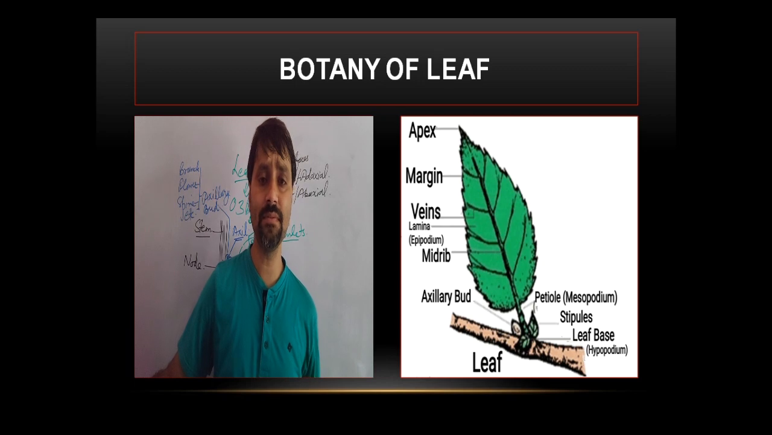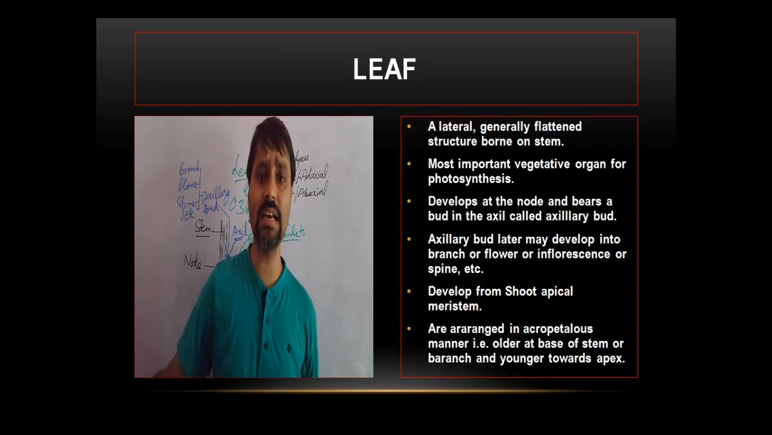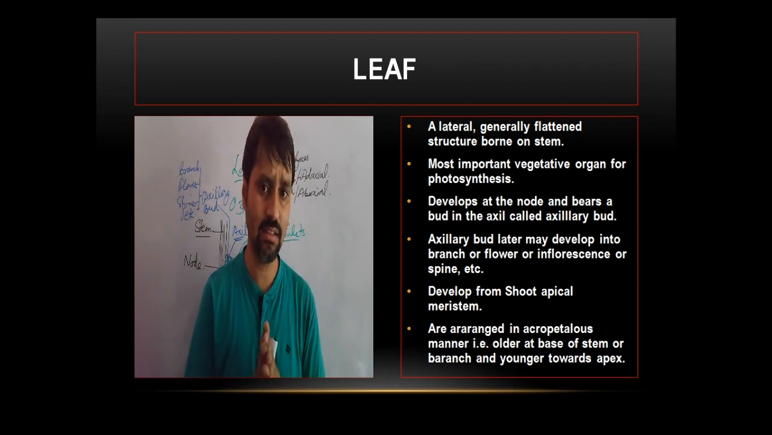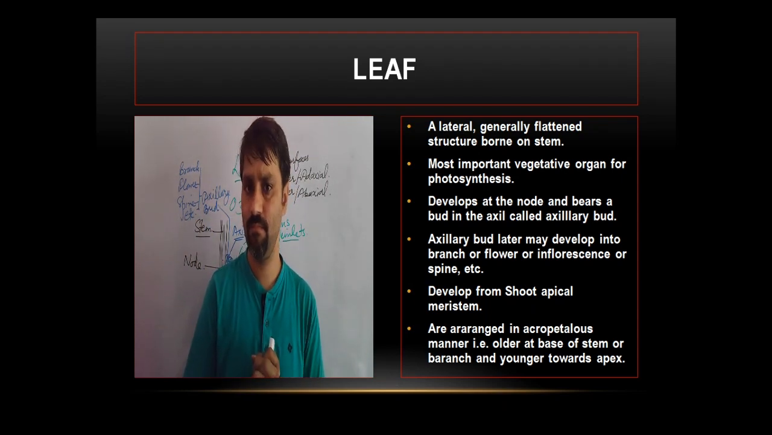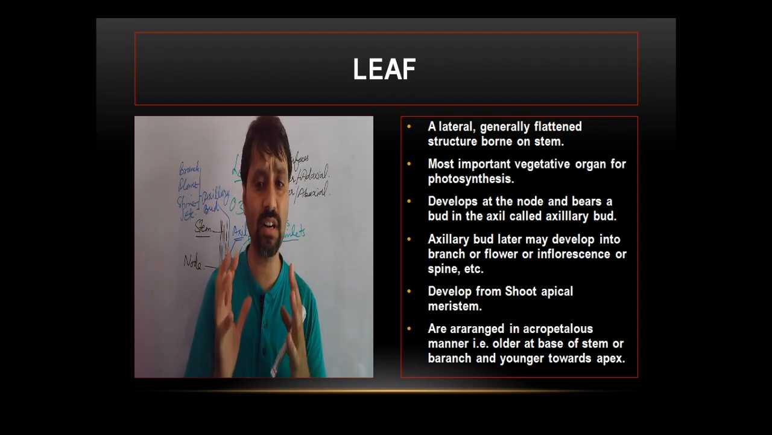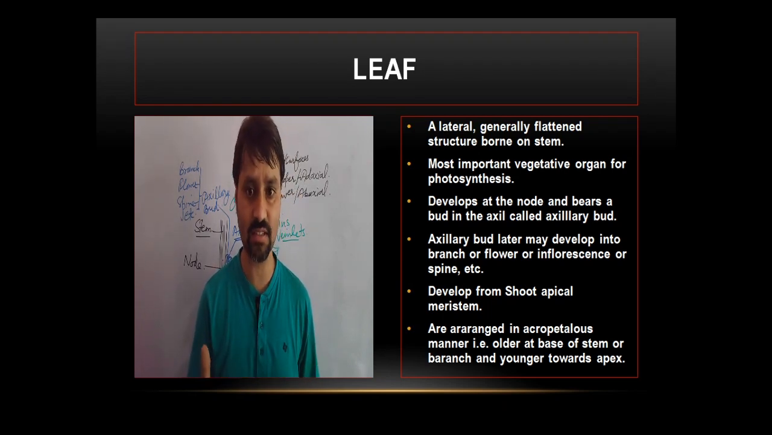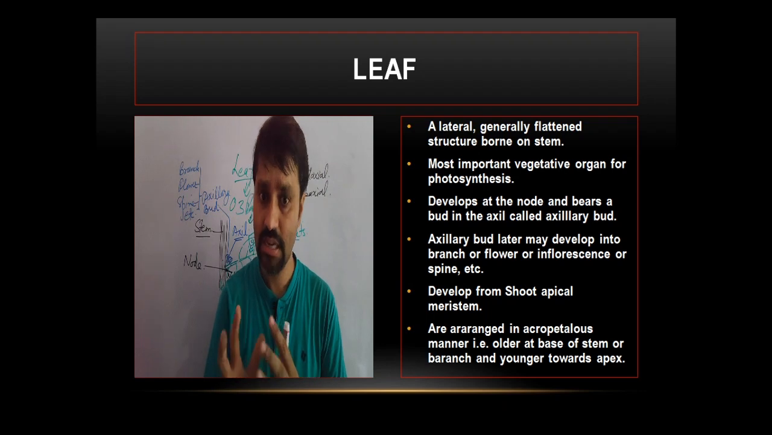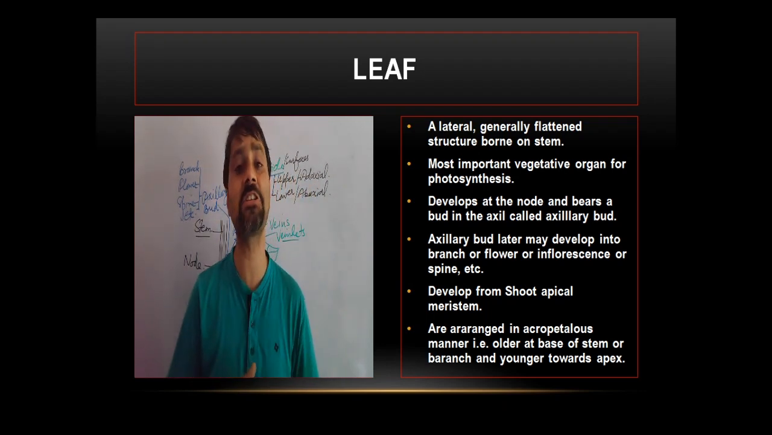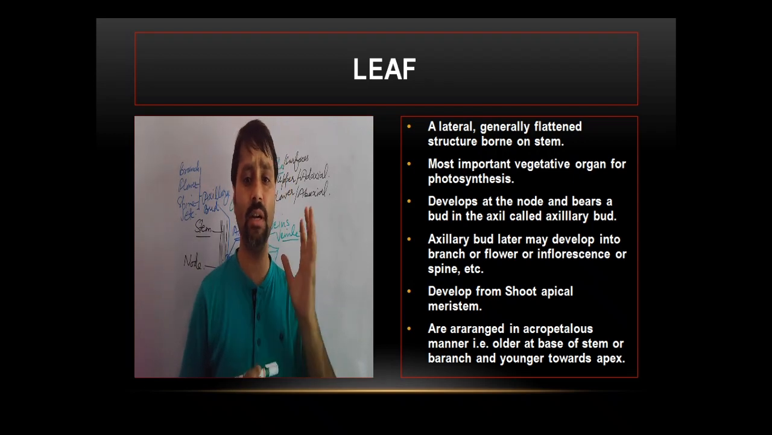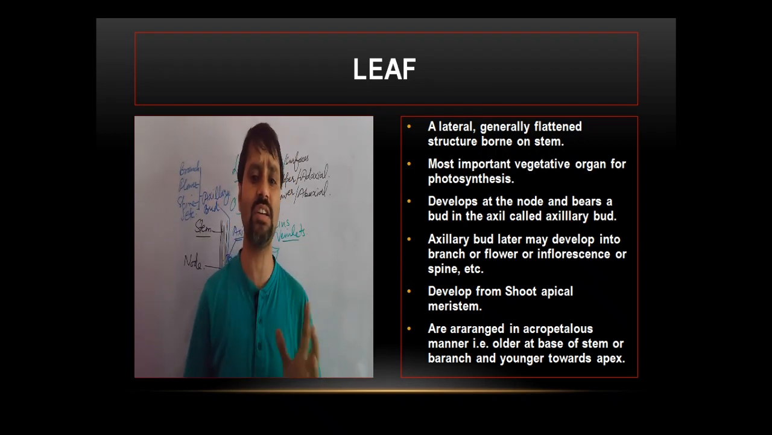So what is the leaf? Usually it is a lateral, generally flattened structure borne on the stem. It is the most important vegetative organ for photosynthesis, as I have discussed. It arises at the node and bears a bud in the axil, which is called the axillary bud. The axillary bud may develop into a branch. It may develop into a flower or inflorescence or a spine.